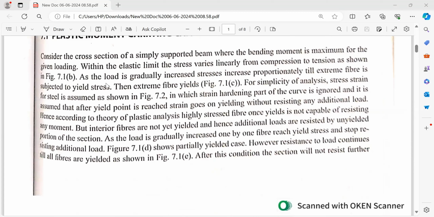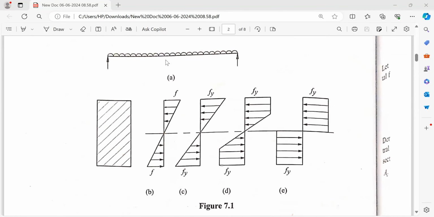So, if the load is gradually increased on a simply supported beam, the stresses also increase in the cross section. If you consider this simply supported beam subjected to UDL, this is the cross section of the beam. This is the stress diagram. Here, the extreme fibers are getting the stress first. This will be the neutral axis. So, where will the maximum stress be? The layers at the extreme distance from the neutral axis will have more stress. So, this is the more compressive stress, and this will have the more tensile stress.